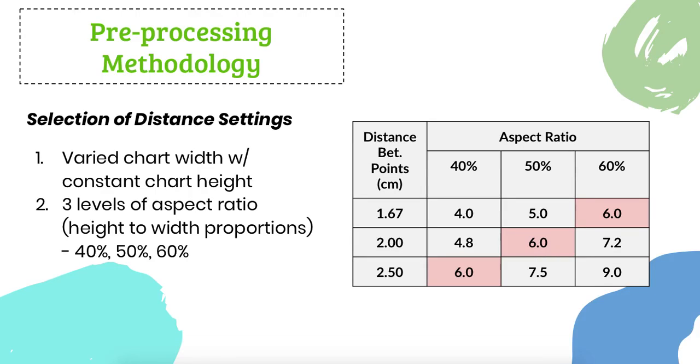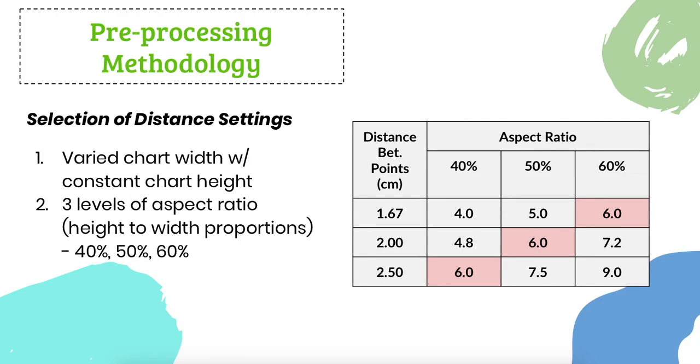There are three conditions chosen for the distance experiment: low, medium, and high distance between these data points. The height to width ratios of the low, medium, and high settings were 40%, 50%, and 60%, respectively. These ratios were taken from default visualization ratios of known charting tools such as Excel. Considering these ratios, the chart widths were changed while maintaining the same chart height.